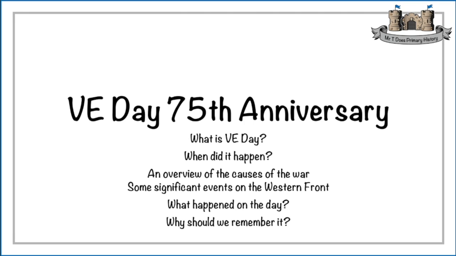This is for a very significant anniversary which is coming up quite soon, and that's the 75th anniversary of VE Day. So, what are we going to be doing in this lesson? First, we'll look at what is VE Day. Then we'll spend some time looking at when did it happen. As part of that, we need to have a think about an overview of the causes of the war, and then some significant events on the Western Front with a real focus on Britain. What happened on the day, and why should we remember it, is what we'll do to finish the lesson. So, let's get started then.